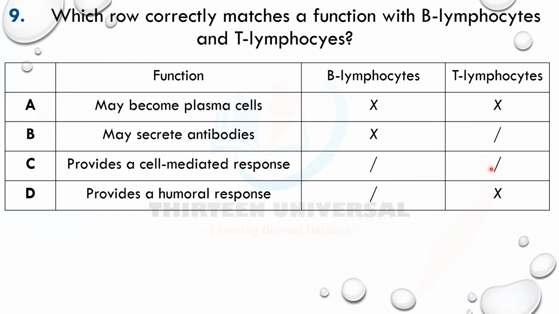T helper and T killer cells are involved in cell mediated response. This produces antibodies, so that's humoral. Provide humoral response, that's yes. So the answer should be D. It shouldn't be B. B is a typo. It's D because this is the B lymphocyte that produces antibodies, and it says no here. It's D. This is involved in humoral response. It makes antibody.